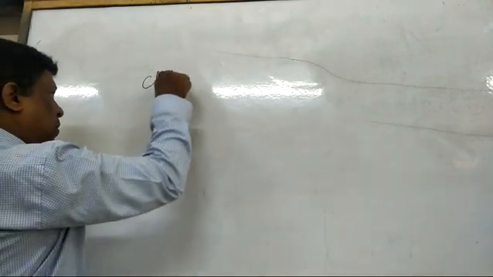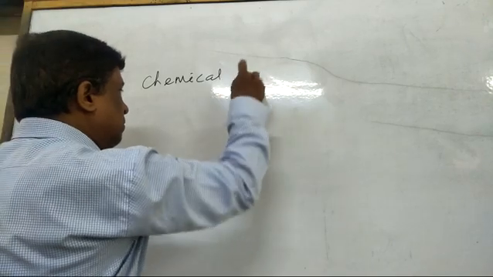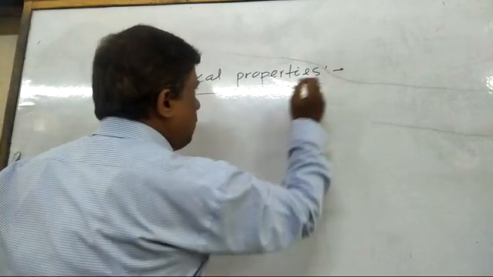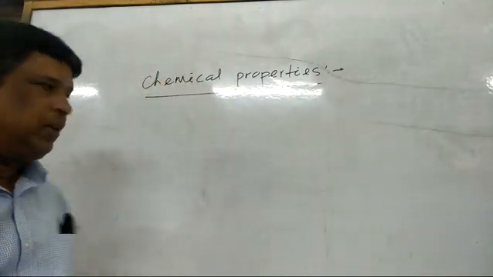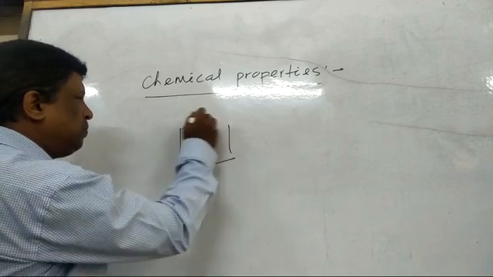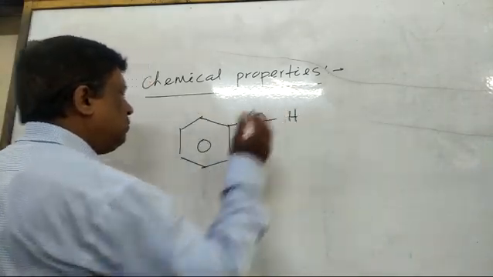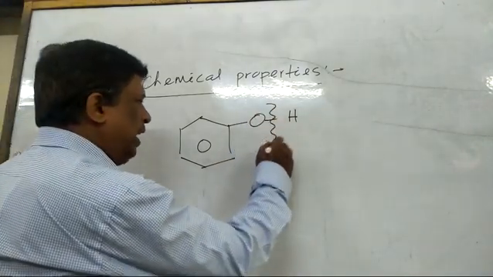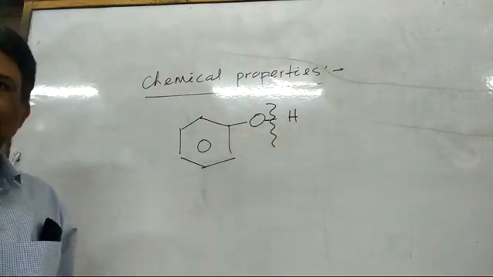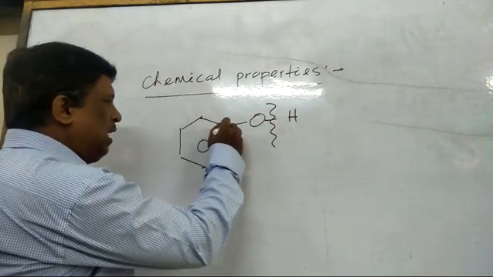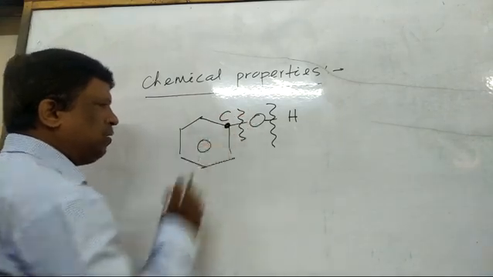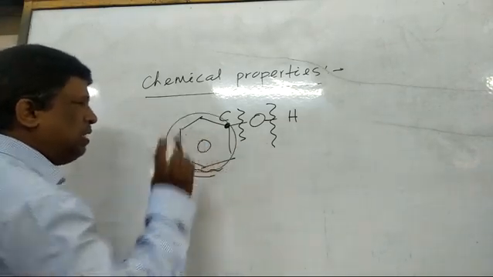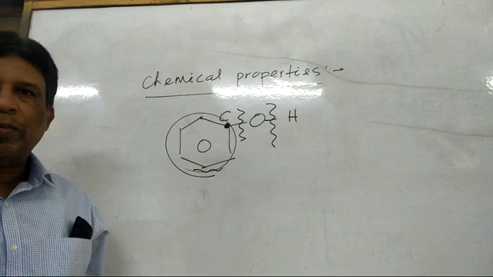Mark that, chemical property. The chemical property of phenol comes under 3 categories. If you observe the phenol, the first chemical property is due to the cleavage of the O-H bond. The second is due to the cleavage of the C-OH bond. And the third is miscellaneous, due to the benzene nucleus. The 3 chemical properties are there.